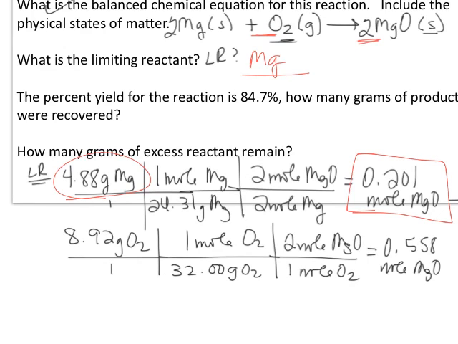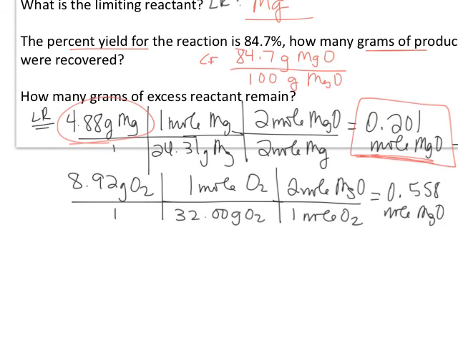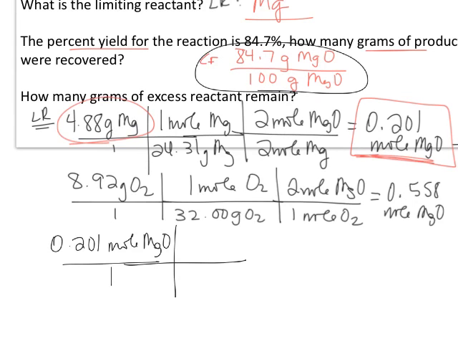It's good to take this 84.7%. We're going to make it a conversion factor. So we're going to say 84.7 grams of product, magnesium oxide, over 100 grams of magnesium oxide. So the percent yield, we're going to make that a conversion factor. How many grams of product were recovered? Basically, you're going to have to start with your limiting reagent, because that's the most you can make. So you make 0.201 mole of magnesium oxide over 1. And we got to get into grams, because it's asking for grams. So we're going to use our molar mass.